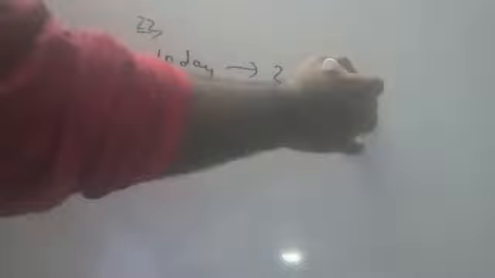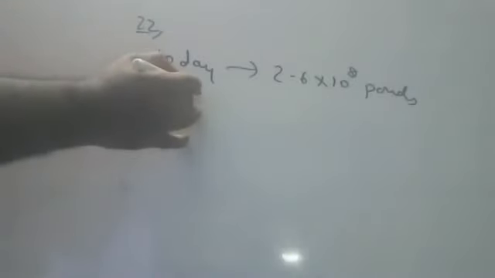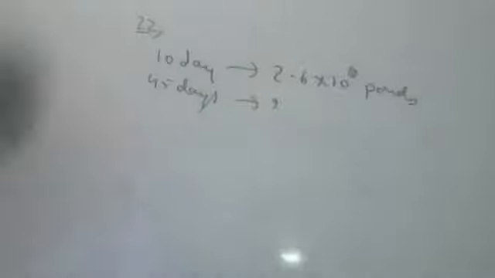22nd one, children. Question: in 10 days, Earth picks up 2.6 into 10 to the power of 8 pounds of dust. Then how much dust will it pick up in 45 days?